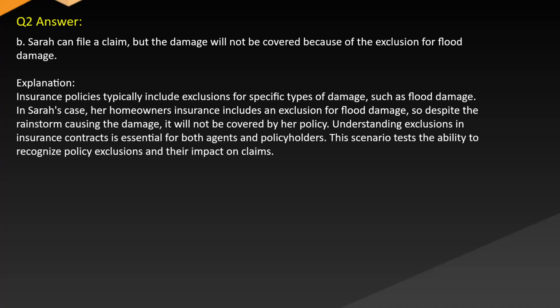Answer B. Sarah can file a claim, but the damage will not be covered because of the exclusion for flood damage. Explanation. Insurance policies typically include exclusions for specific types of damage, such as flood damage. In Sarah's case, her homeowner's insurance includes an exclusion for flood damage, so despite the rainstorm causing the damage, it will not be covered by her policy. Understanding exclusions in insurance contracts is essential for both agents and policyholders. This scenario tests the ability to recognize policy exclusions and their impact on claims.